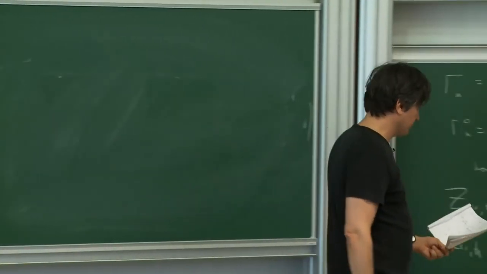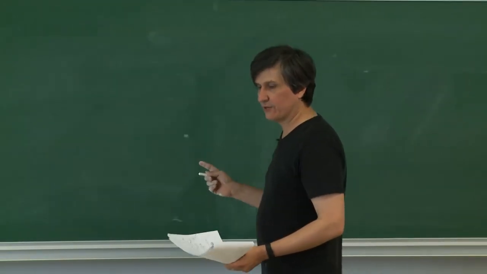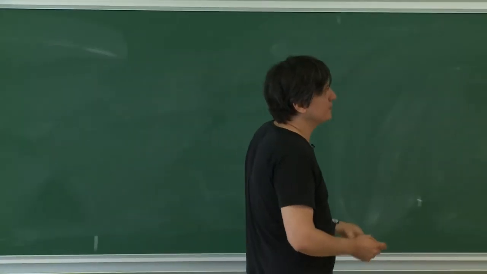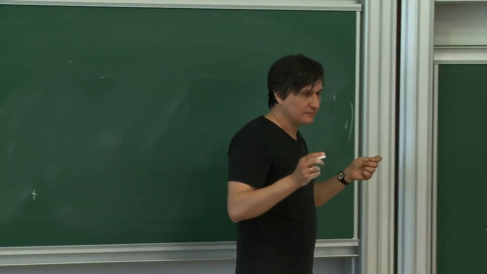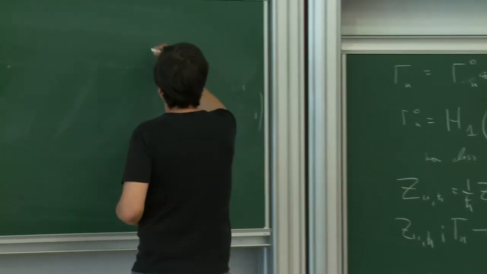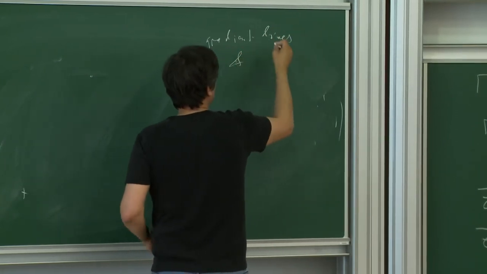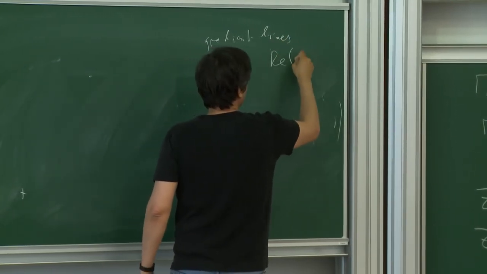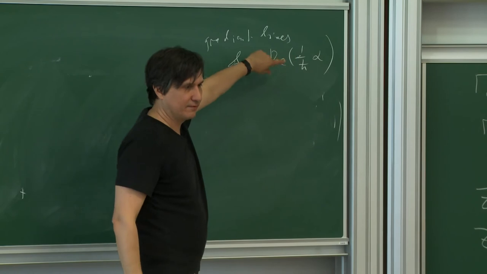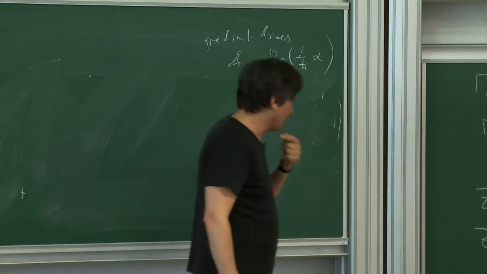It arises in various situations, because this wall crossing story appears in various settings that one can approach using differential geometry. For example, imagine X is some Kähler manifold, and we're interested in gradient lines of the real part of the exponent of one over alpha bar. You consider this real vector field and its gradient lines.